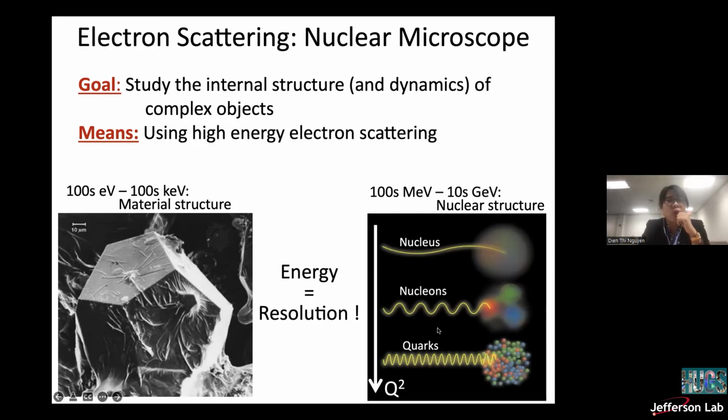For example, if you want to study the nucleon, it has a size, right? Then the wavelength needs to be smaller than or equal to the size of this object, so you can see the inside of it. But if it's larger than that, you will not be able to see this structure.